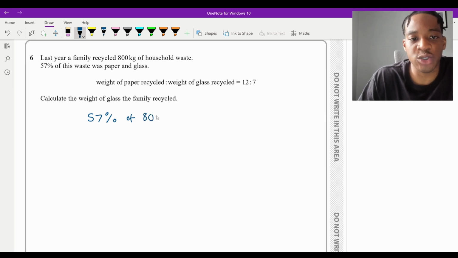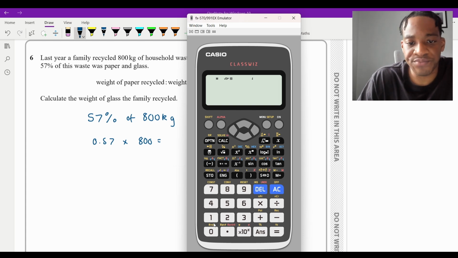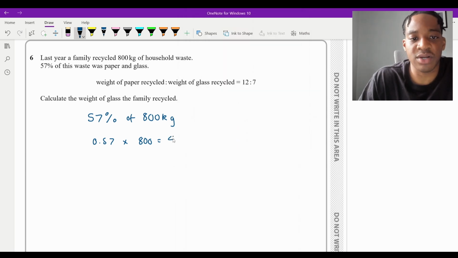So I'm going to do this here, 800 kg. And remember, this is a calculator paper, so you can do this very easily. You're going to change this to a decimal. So 57 divided by 100 would just be 0.57. We know that of means multiply. And then we're just going to times this by 800. So I'm going to put this into my calculator and see what it gives me. So I'm going to do 0.57 times 800. And this gives me 456. So I'm going to say 456 kilograms. And this is either paper or glass.